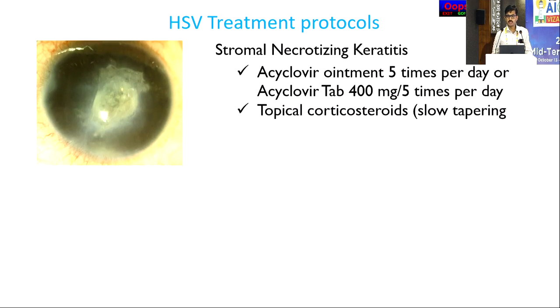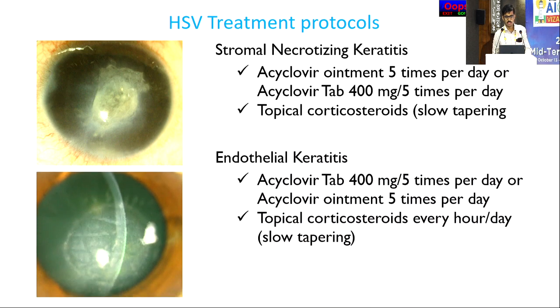Whereas in case of stromal necrotizing keratitis, we can give topical as well as systemic antivirals, but I prefer to give systemic antivirals, and we have to address the thinning and secondary infections also, and along with that we have to give topical steroids. In endothelial keratitis, my preferred treatment mostly will be systemic antivirals only. There is no role of topical antivirals in uveitis and endothelitis. Along with topical steroids, if a dense anterior chamber reaction is there, we can consider systemic steroids also.